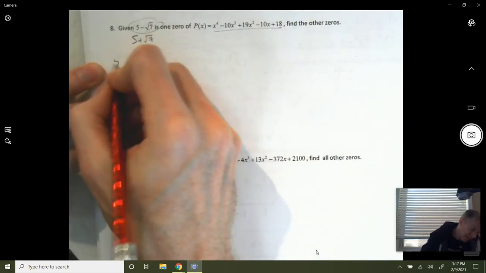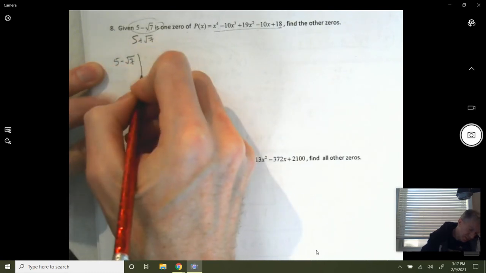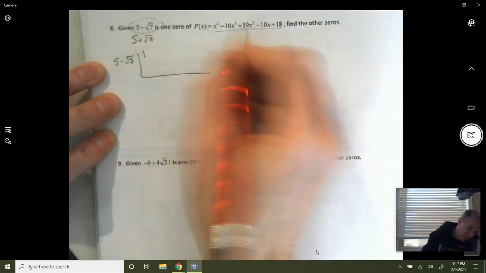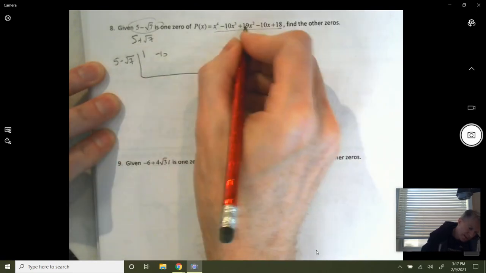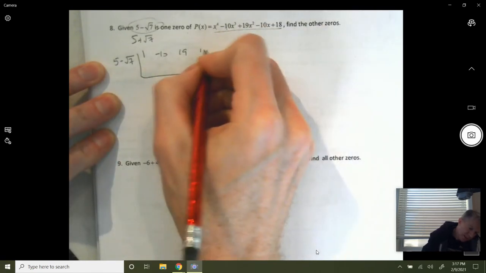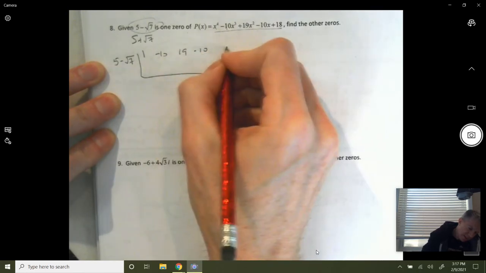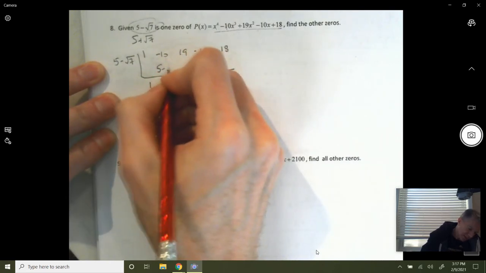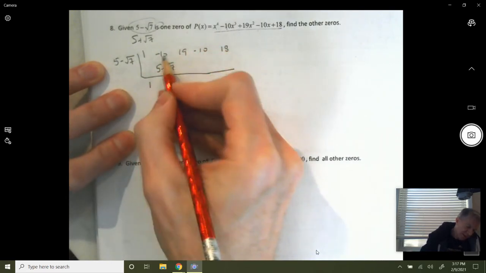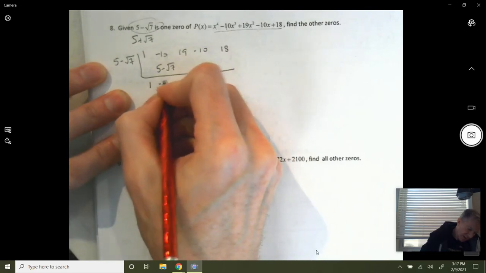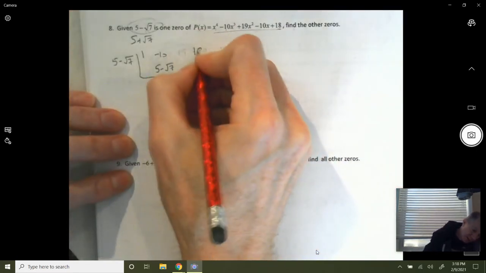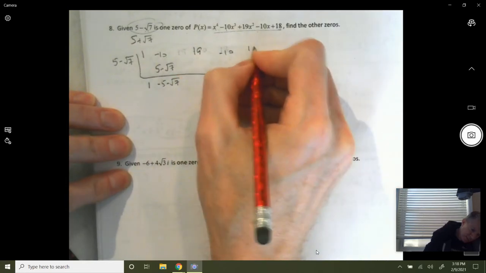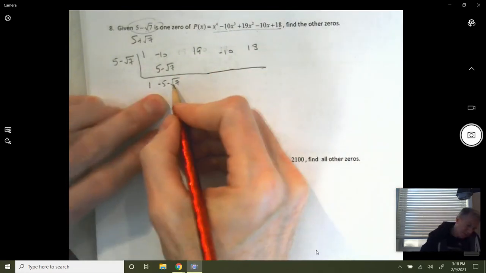Okay, so I'm going to put 5 minus rad 7 up in the corner. We've got x to the fourth: 1, negative 10, 19, negative 10, and 18. Bring down the 1, multiply by 5 minus rad 7, and add these together. Negative 10 plus 5 is negative 5 minus rad 7. Then I have to do this times this.